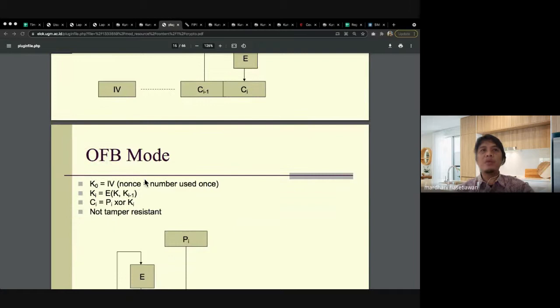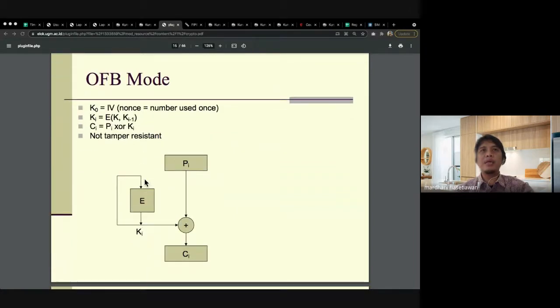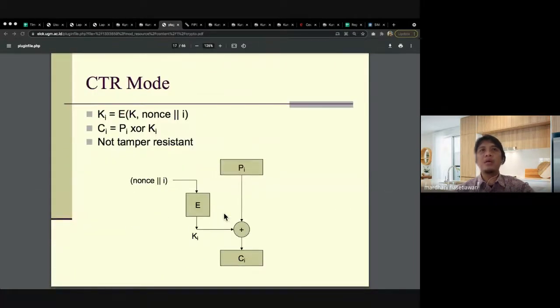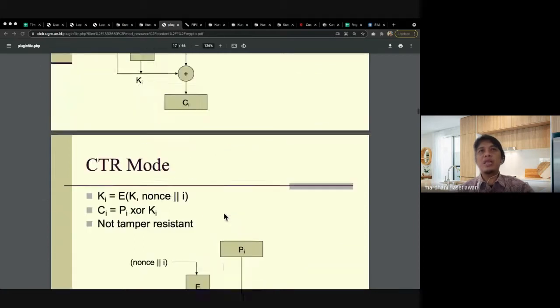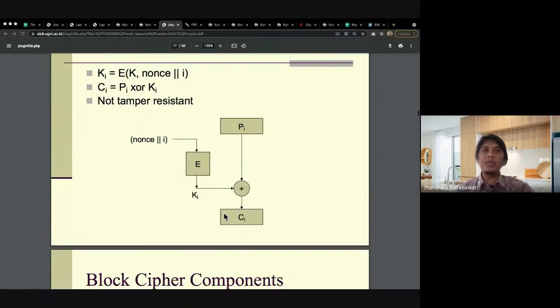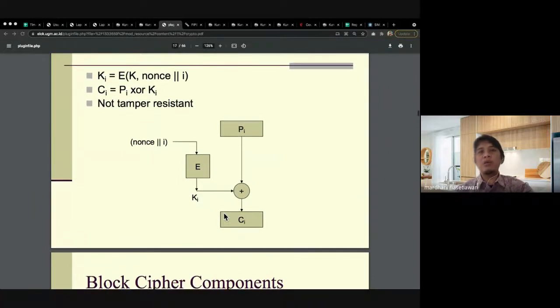And also we have the OFB mode. This is not temporal resistant. So this is another mode that we can use. And then we also have the CTR mode. It is common with OFB, but in a different way. I think we will not discuss it in more detail.